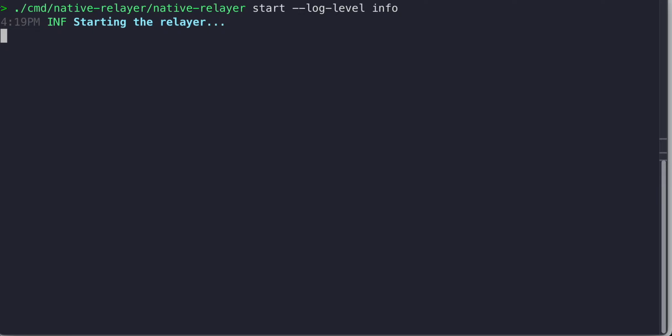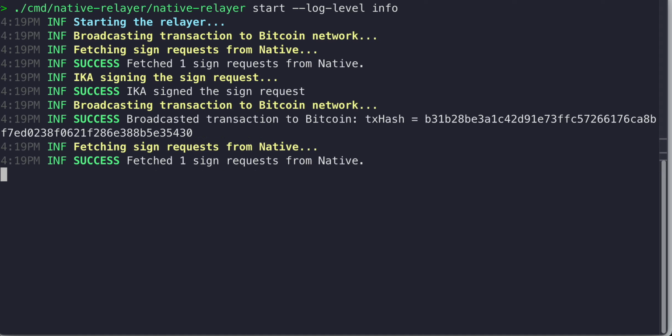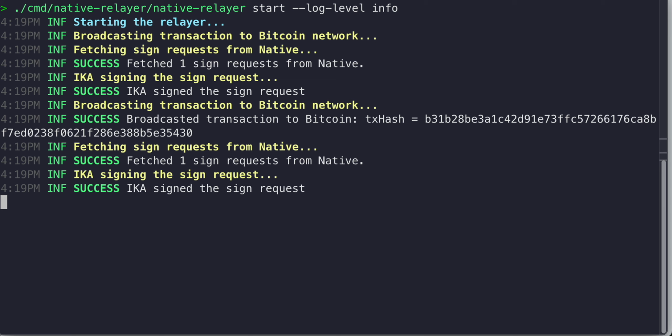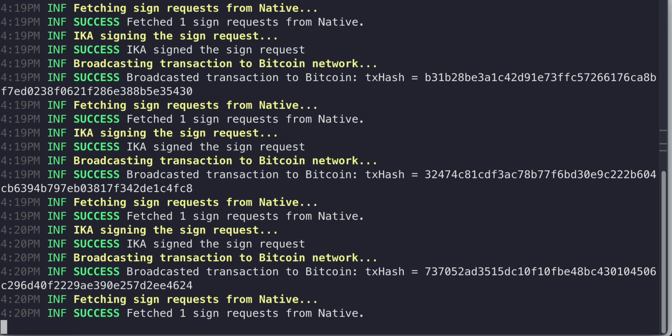So the relayer is starting, and we will see 5 different sign requests being fetched from native one by one, signed by ICA, and then broadcasted to our local Bitcoin network. So as we can see, we are already on the second. We've successfully broadcasted the transactions.